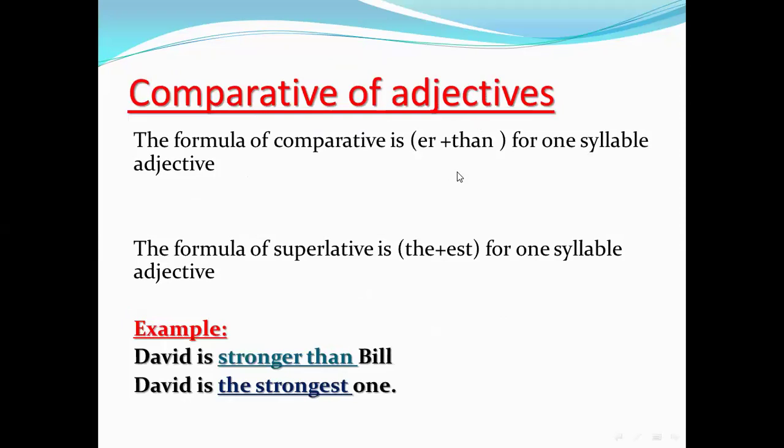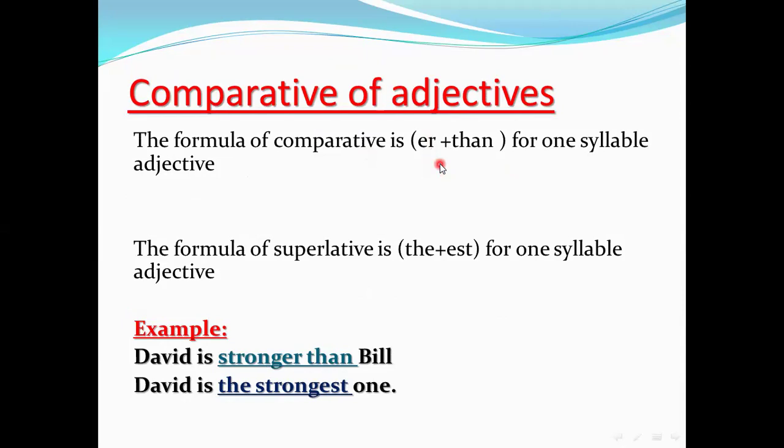Comparative of adjectives. Here we have the comparative and superlative. What can we know about the comparative and superlative? The comparative form is made by adding -er plus "than" to the adjective. This is the comparative form, and this is for adjectives of one syllable.